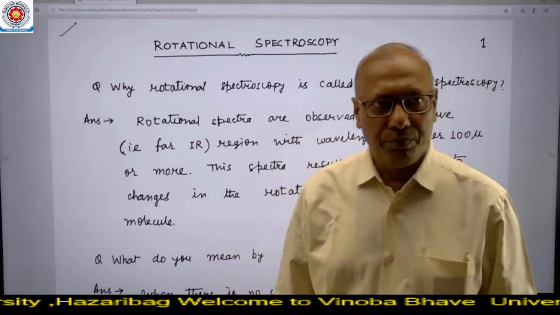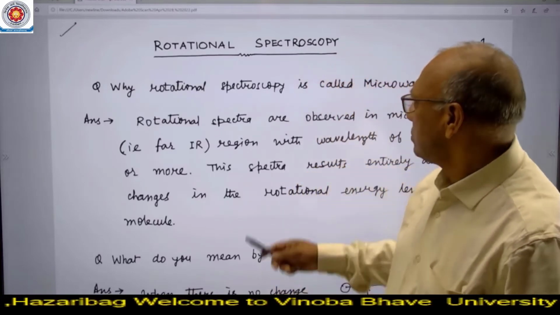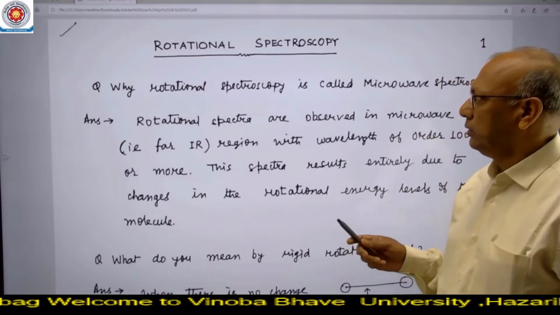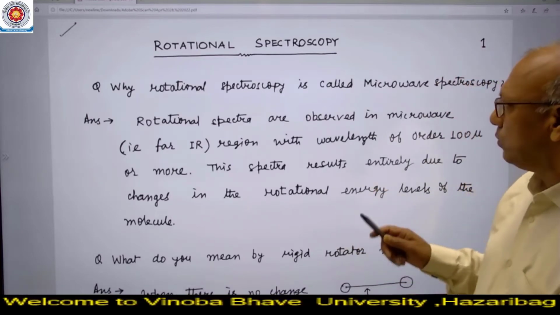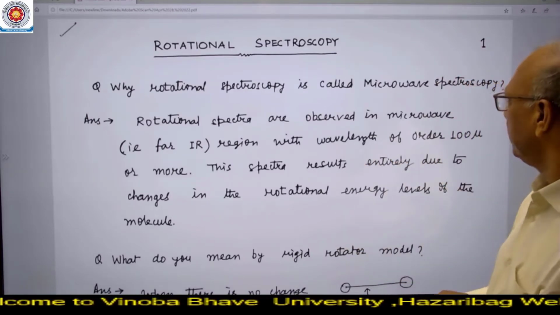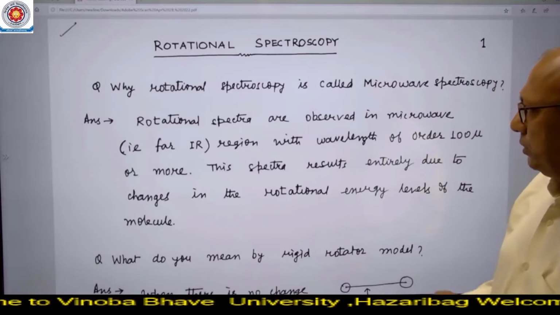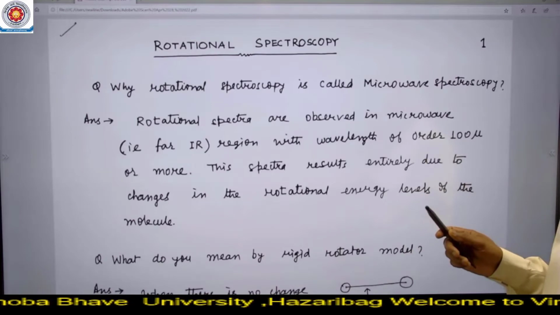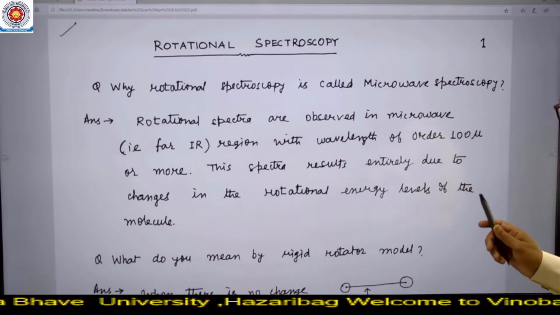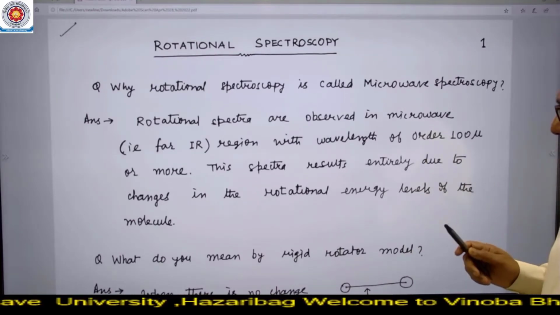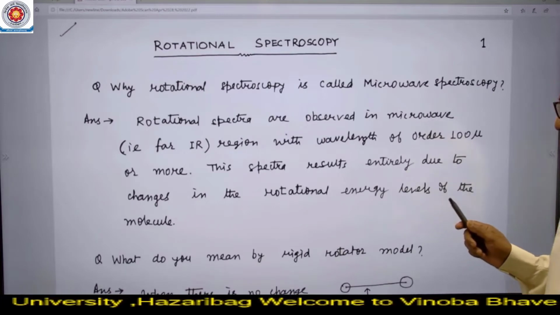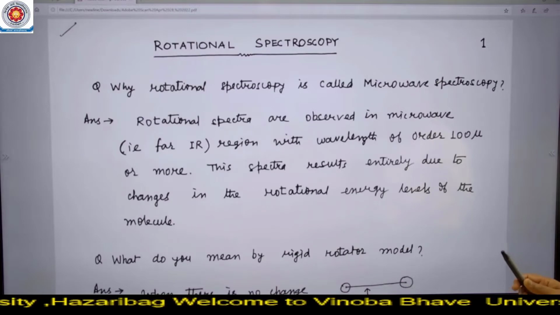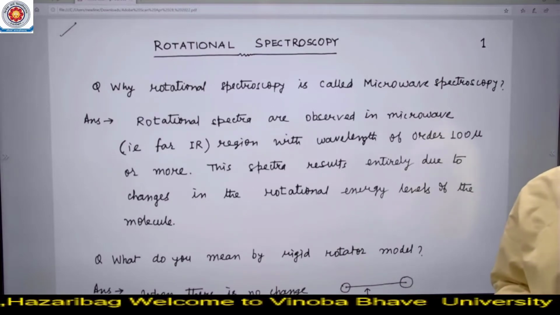Rotational spectroscopy is also called microwave spectroscopy. So the first question arises: why is it called microwave spectroscopy? Rotational spectra are observed in the microwave, that is far IR region, with wavelength of the order of 100 micron or more. This spectra results entirely due to the changes in the rotational energy levels of the molecule.